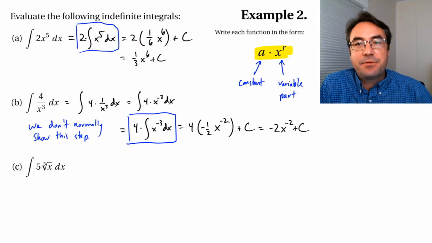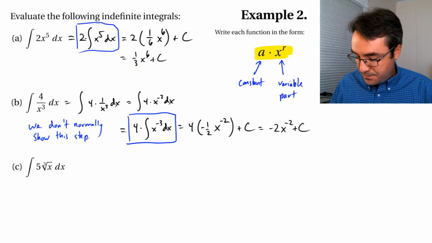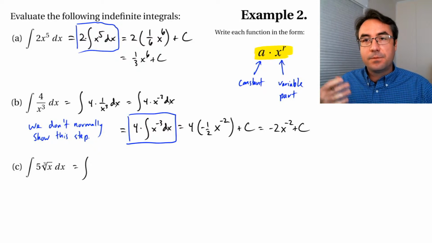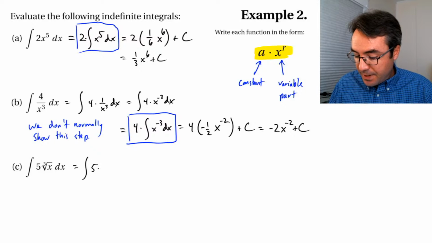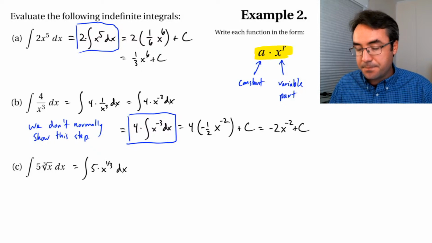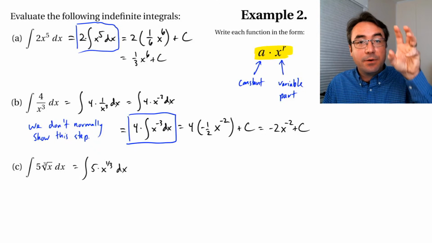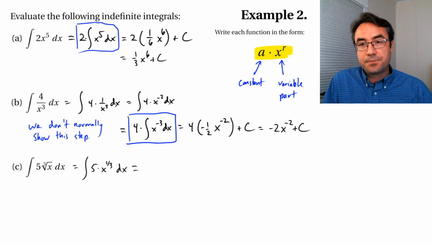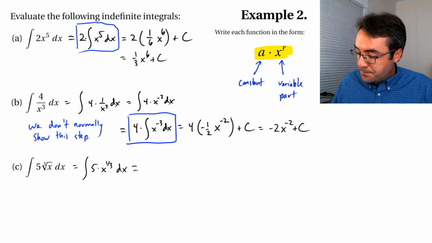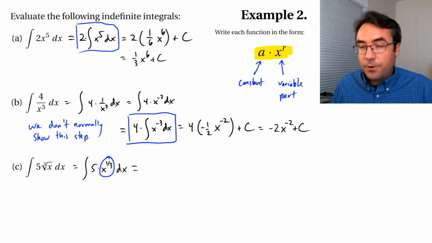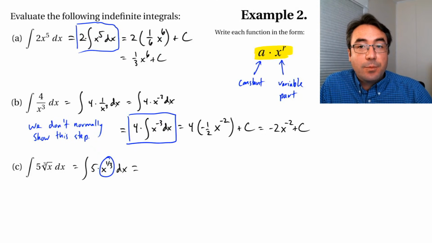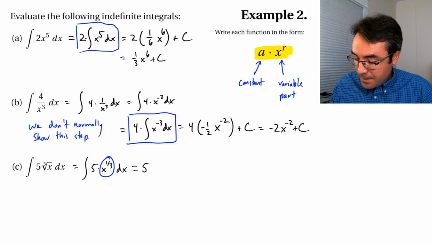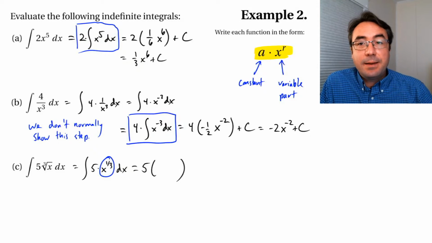So for part C, we have 5 times the cube root of x. Let's go through our normal strategy first of just rewriting that as a power function. So this would be 5 times x raised to the 1/3 power. So we have it in that format now of a constant times a variable. And what would we normally do? Well, we just really focus our attention on that variable part. So we would have 5 times whatever the antiderivative of x to the 1/3 is.